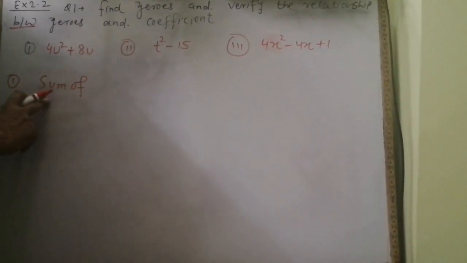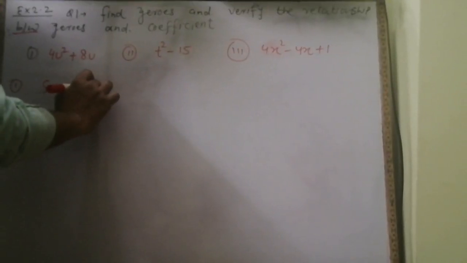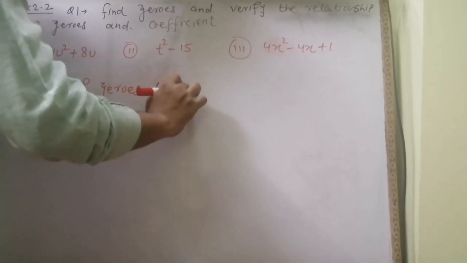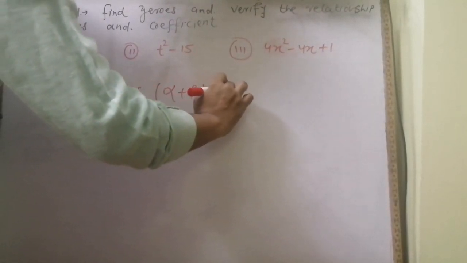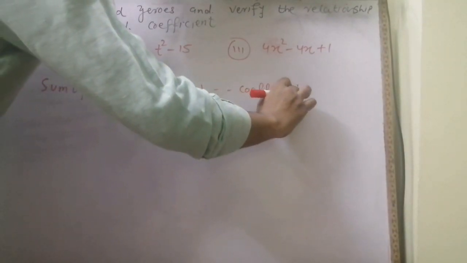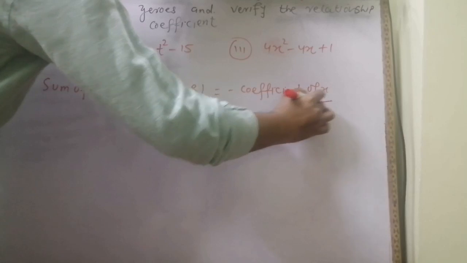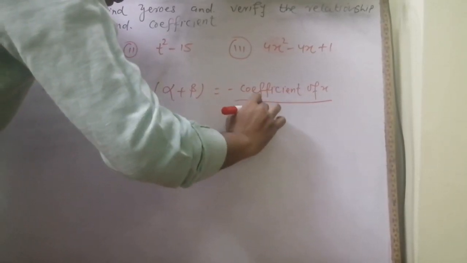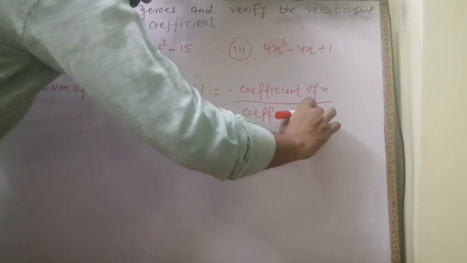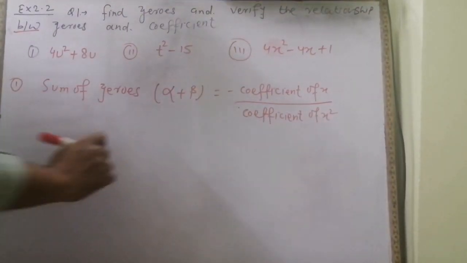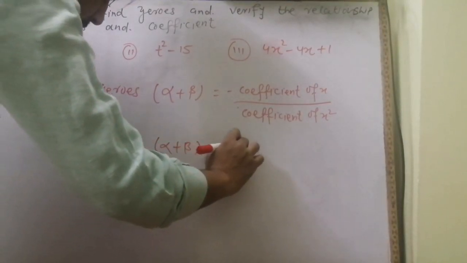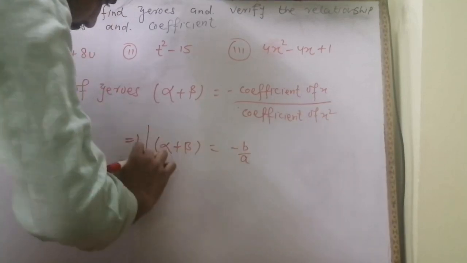The first relation is the sum of zeros, that is, alpha plus beta. The sum of zeros, alpha plus beta, is equal to minus the coefficient of x divided by the coefficient of x square. It is also written as alpha plus beta is equal to minus b by a.